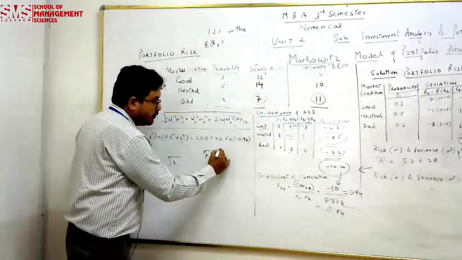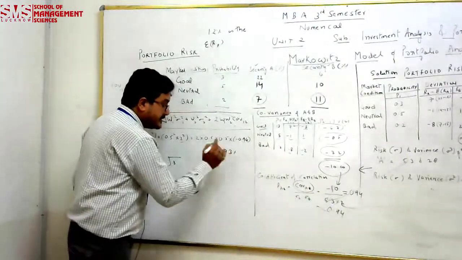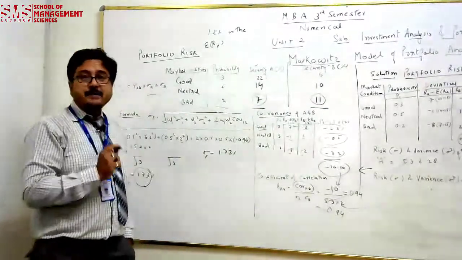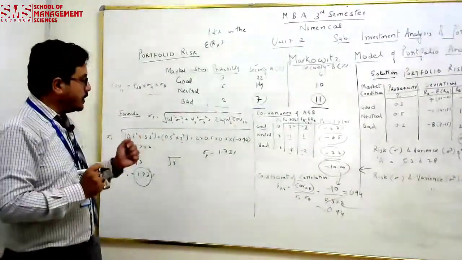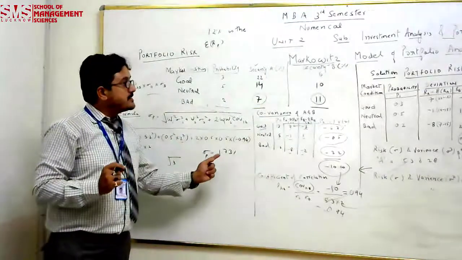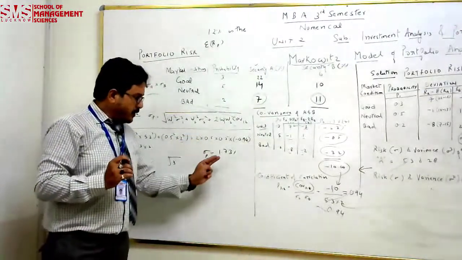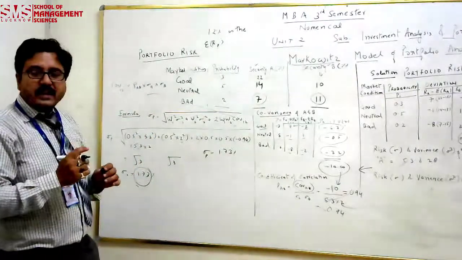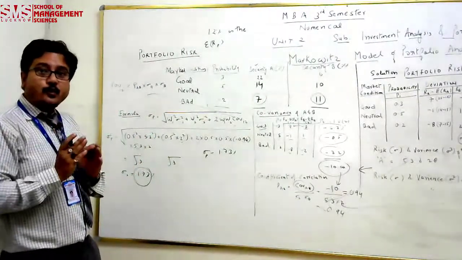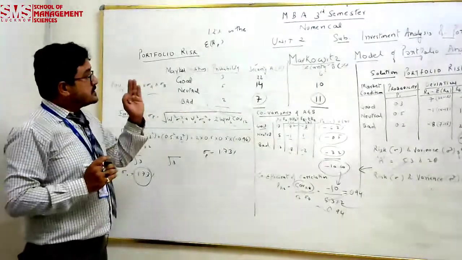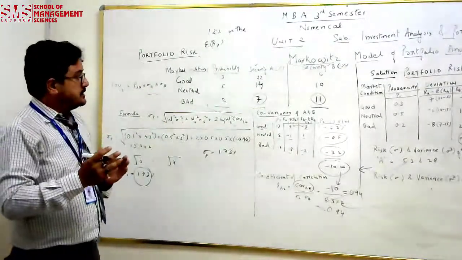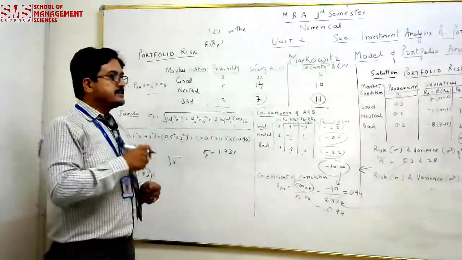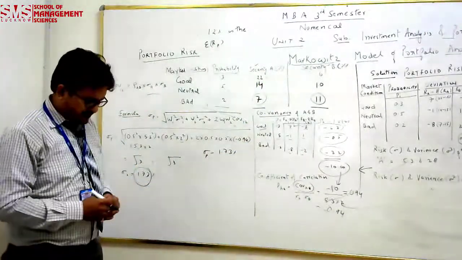Sigma P is 1.73%. That is the risk of your portfolio. I again repeat, the risk of your portfolio is 1.73. So from here we can understand how we calculate the risk and return of a portfolio when we have two securities or more than two securities. Here there are only two securities, but you can also calculate for 3, 4 and 5.